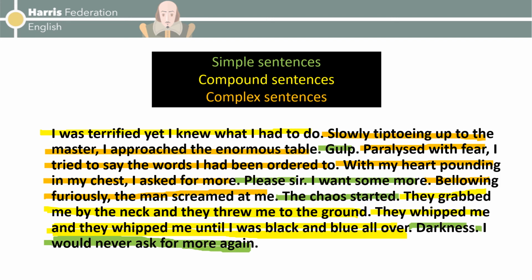Once you have reread and proofread your paragraphs, I want you to go through using 3 different colours and highlight the 3 different sentence types like I have here. In green, I have simple sentences. In yellow, I have compound sentences, and in orange, I have complex sentences. I want you to do the same to make sure that you've used all 3.